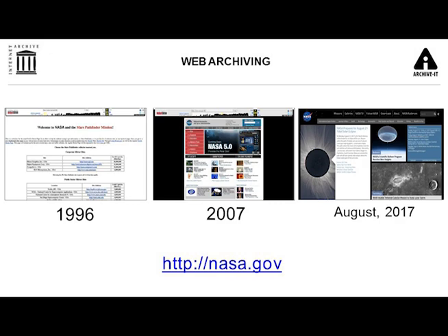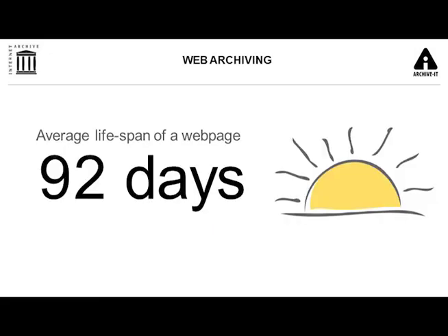So why is this important? Data scientists at the Internet Archive, but at other organizations as well, have determined that the average lifespan of information on the web is about 92 days. That's before it either changes, it moves, or it comes offline entirely.